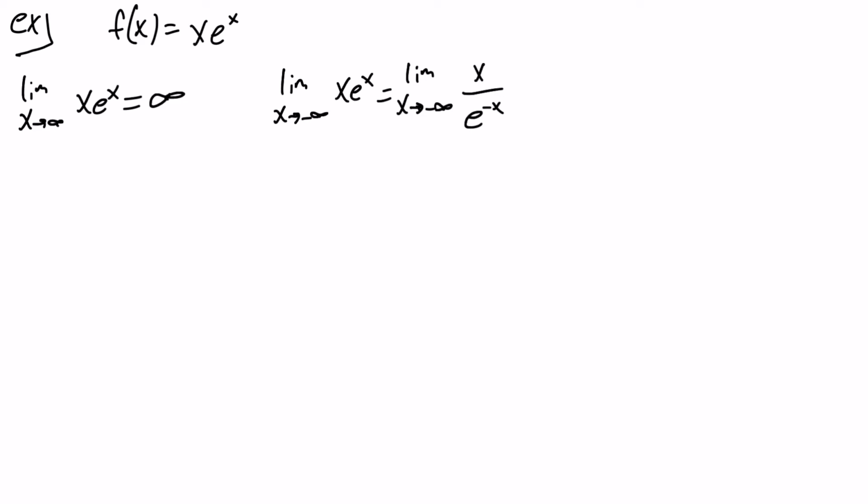Now, if we try to quote-unquote plug in minus infinity, what we would get is something like minus infinity over e to the infinity. And so this is an infinity over infinity error. This is an indeterminate form. So we have an indeterminate form, and we can apply L'Hopital's rule.